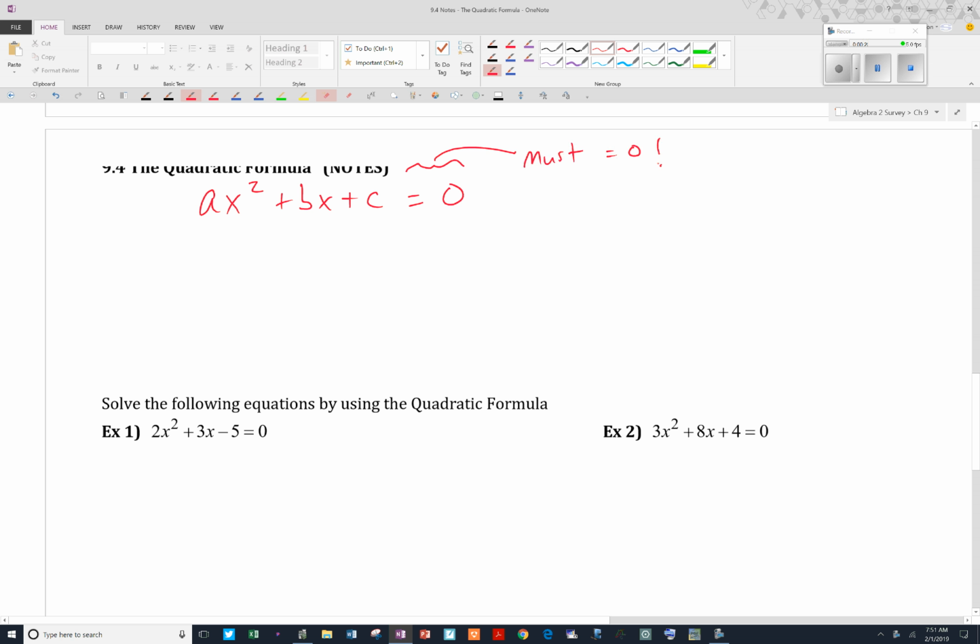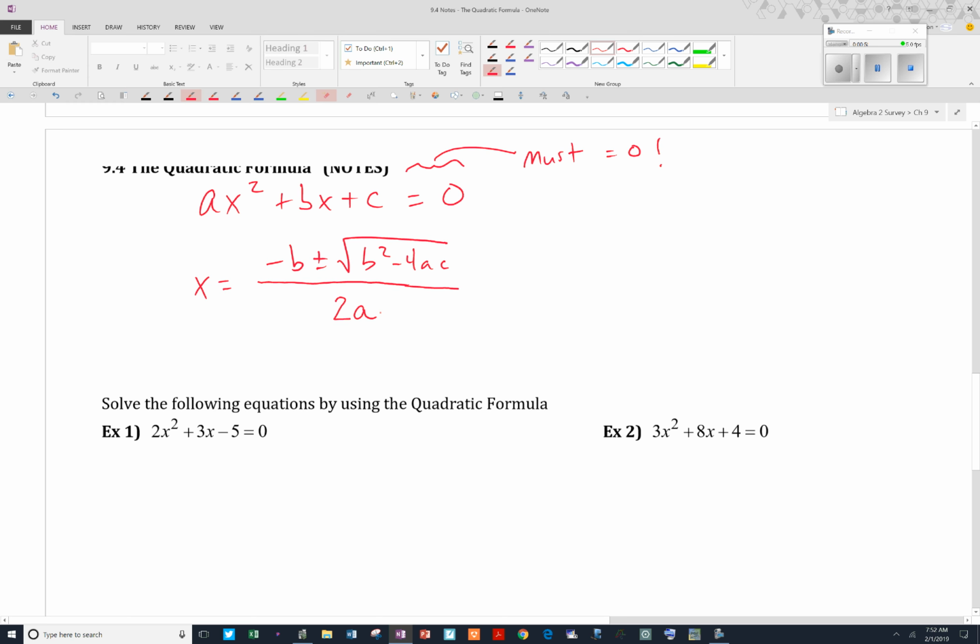Okay, that's the first thing you need to do in your problem: make sure you have your equation equal to 0. Once the equation is equal to 0, and you probably want to make sure it's in that order too, so you can easily recognize a, b, and c, then what you want to do is use the quadratic formula. Here's the quadratic formula. Negative b plus or minus the square root of b squared minus 4ac all over 2 times a.